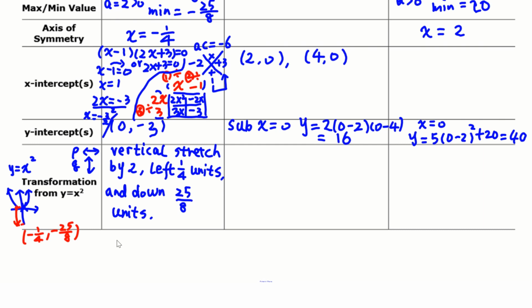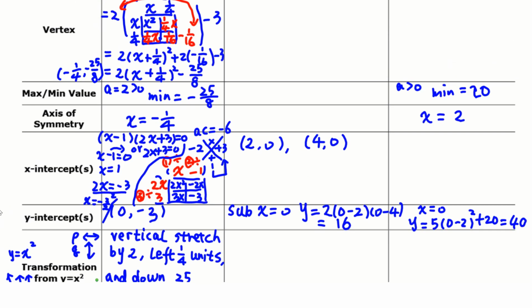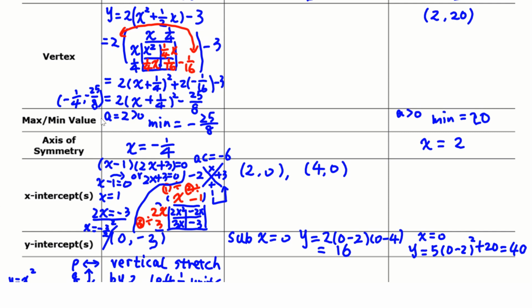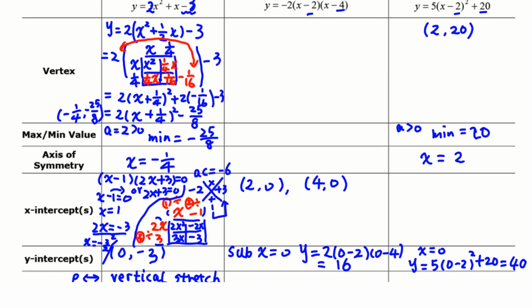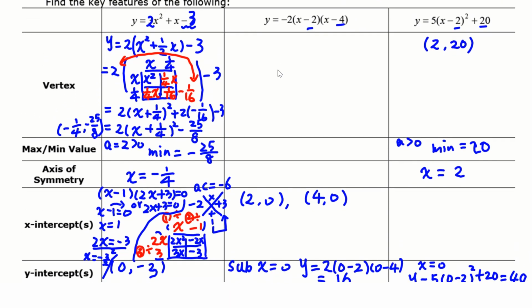Then the stretch means the step pattern is a times 1, 3, 5. So it's 2 times 1, 3, 5. So it means right 1 up 2, right 1 up 6, right 1 up 10, then continue. So that is for standard form: how to find the vertex, the x-intercept, and the y-intercept. So do the same thing for the next one.